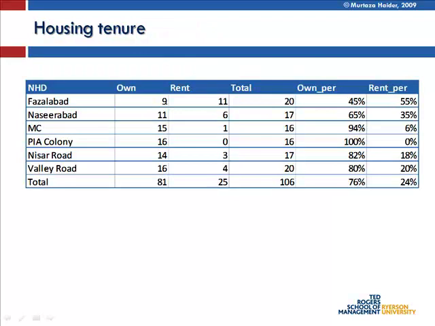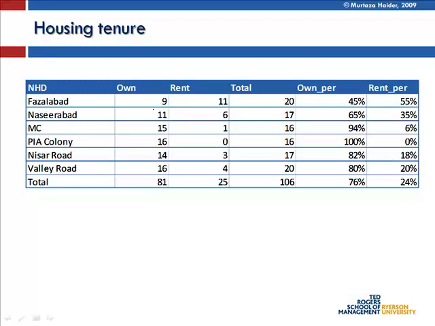And if you look at housing tenure, and housing tenure means ownership. Do you own or rent? And that's called housing tenure. You would notice that low-income neighborhoods have housing ownership rates much lower than high-income neighborhoods. For example, in this neighborhood of Fazlabad, 45% of households owned their homes and 55% rented their homes. Whereas in the high-income neighborhoods, you have 80% of the households owning their homes and only roughly 20% were renting, right?